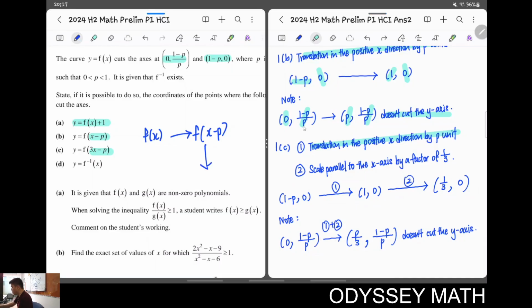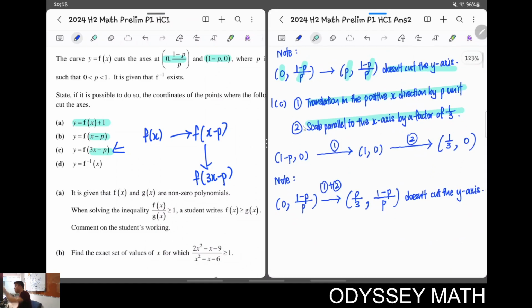And then now you scale parallel to the x-axis by a factor of 1 over 3. So here you do the opposite, so you replace x with 3x. Got it? So we arrive over here. By the English statement, we apply exactly what we say to the curve and also the point. So (1 minus p, 0). Under the first action, it will take 1 minus p plus p, give me 1. The y coordinate remains at 0.